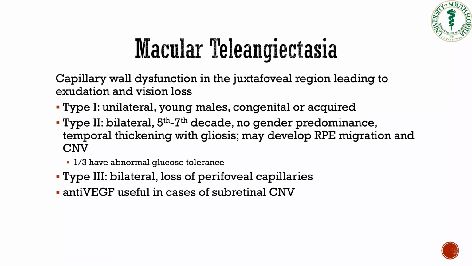These patients often have a loss of retinal transparency, blunted foveal reflexes, crystal deposition, also ectatic capillaries and blunted venules as well. They can also have temporal thickening of the retina with gliosis, and they can also have RPE migration as well as CNV. Also, incidentally, about a third of these patients do have abnormal glucose tolerance tests. Finally, type 3 involves bilateral involvement of the eyes with loss of parafoveal capillaries, and then we can use anti-VEGF in these patients when they do develop subretinal CNV.